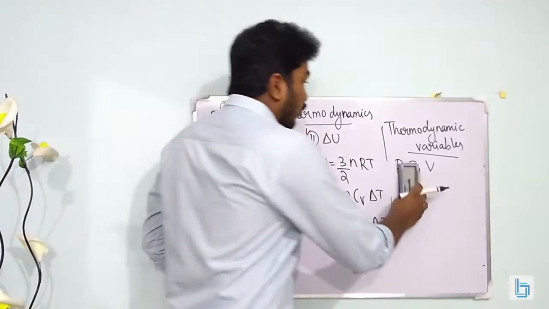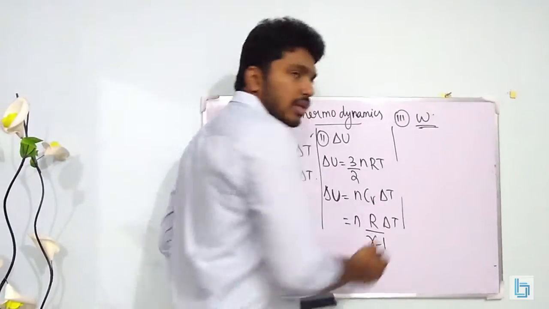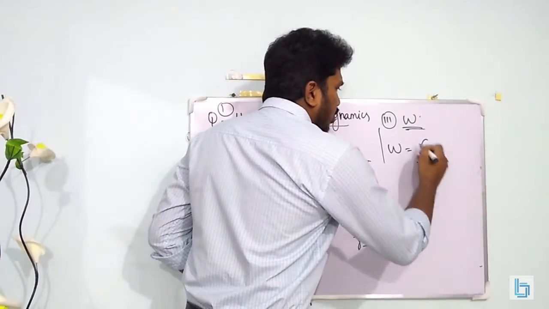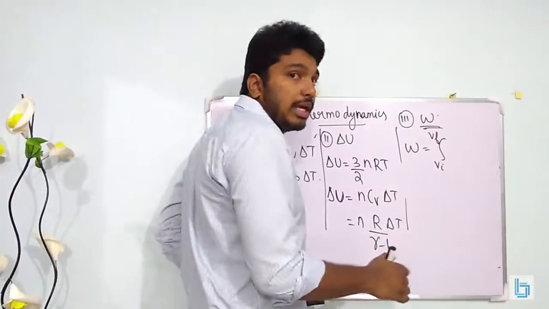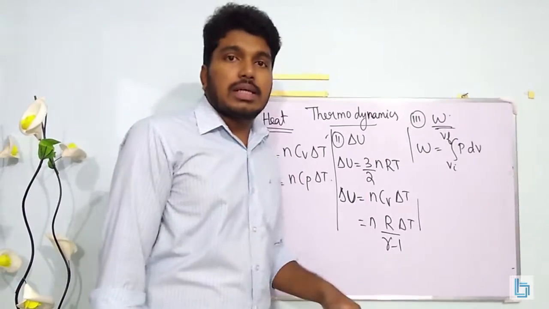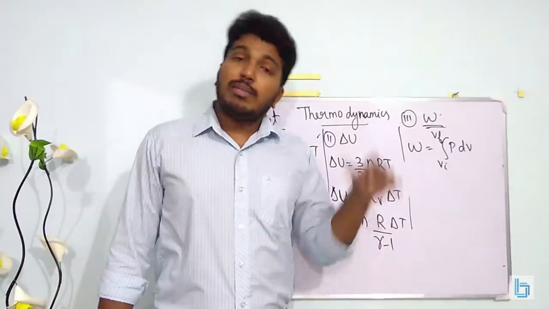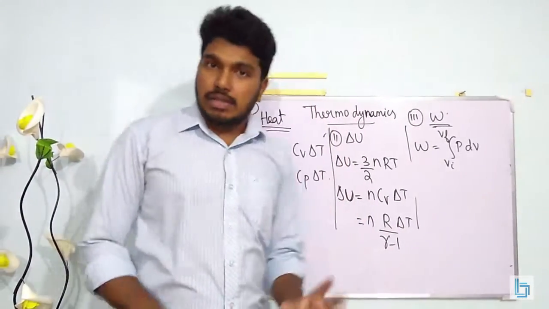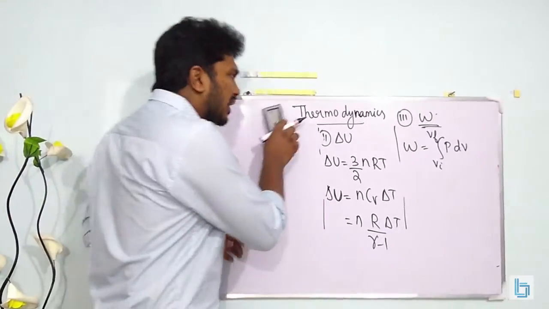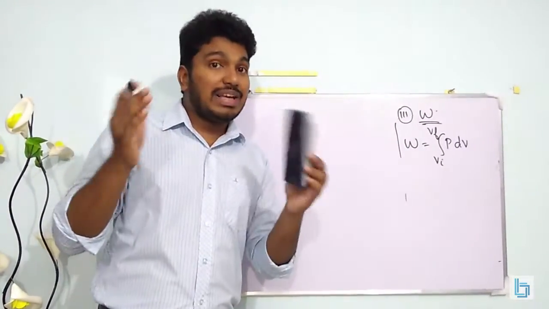And the next term is work done, represented by W. Now in general we can say that work done is equal to the integral from V initial to V final, initial volume to final volume, of P dV. To represent the thermodynamic variables and functions graphically, we make use of something known as a PV indicator diagram. So we will be able to determine the work done in a certain process if we are aware of the PV indicator diagram.